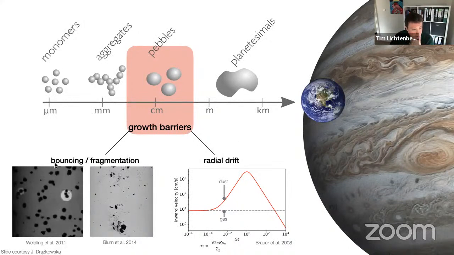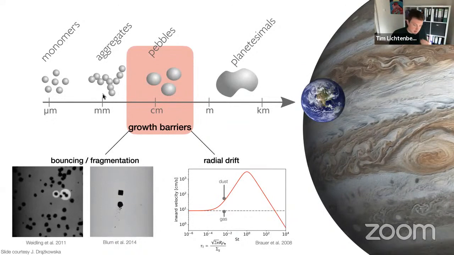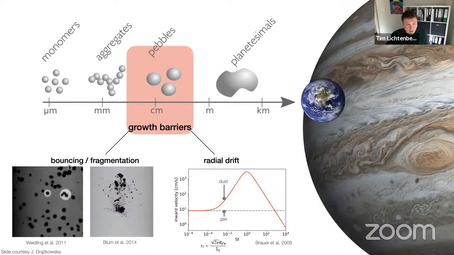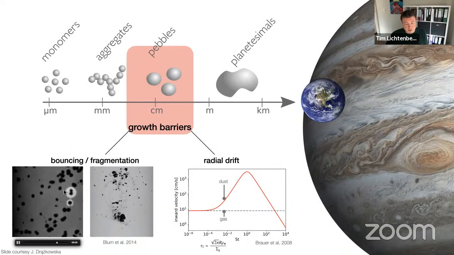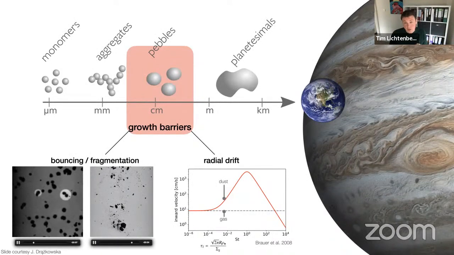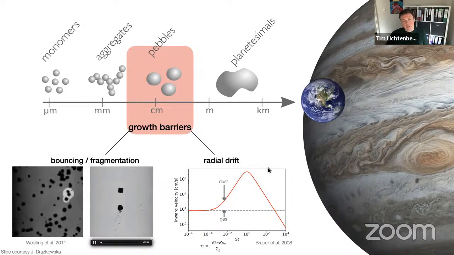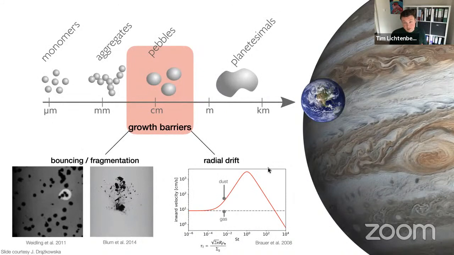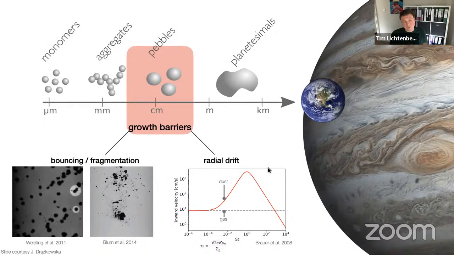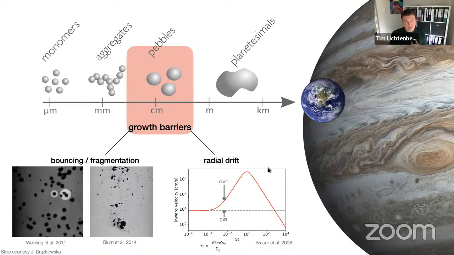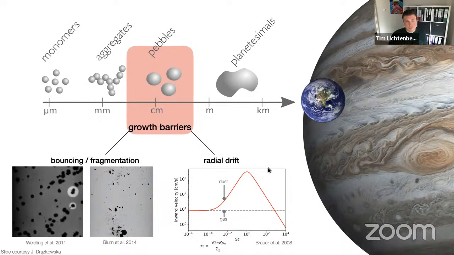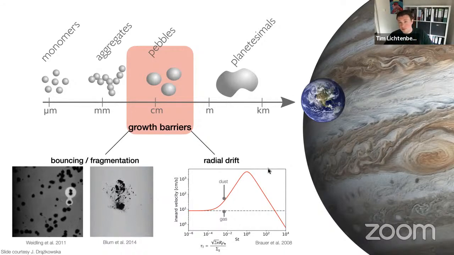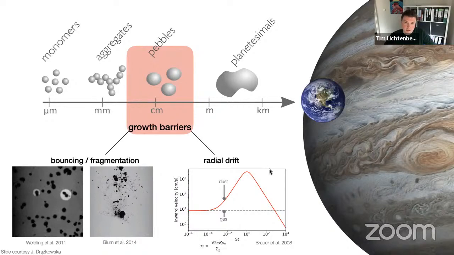A few of them are the bouncing barrier, where grains, when they coagulate, at a certain size regime, depending on the conditions, cannot grow and coagulate anymore. The reason is that they are too large, and instead of growing further, they bounce off each other and stop growing, or they fragment if the collision velocities are too high. Another one is the radial drift barrier. The particles, while orbiting the protostar, orbit slightly faster than the gas because the gas is pressure supported. That means the particles feel aerodynamic drag from the surrounding gas, which makes them lose angular momentum. They spiral towards the protostar and get accreted by it on the order of a few tens of thousands of years, which is much, much faster than the accretion timescale.